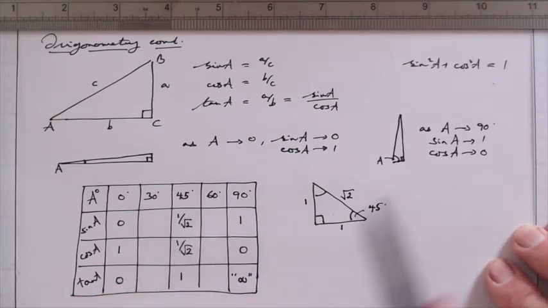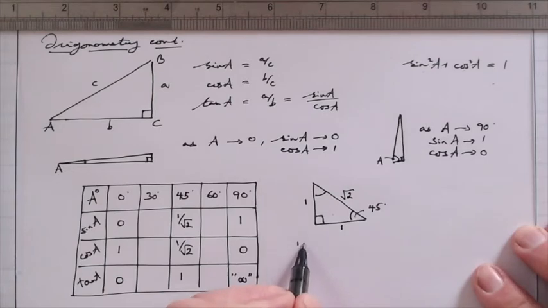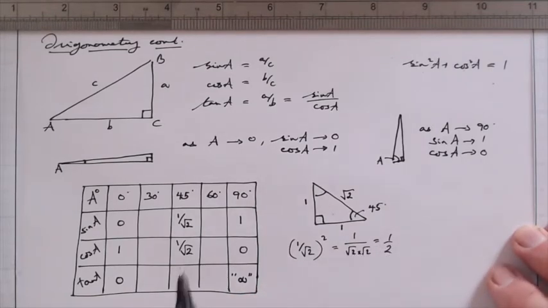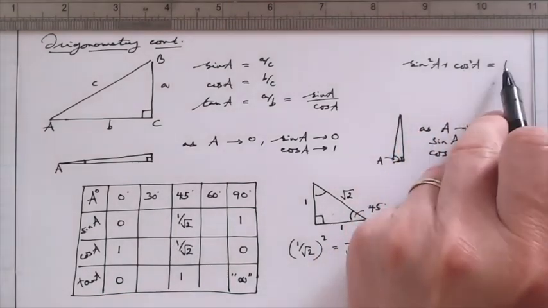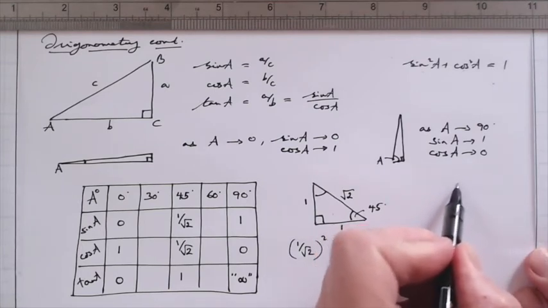These results are also consistent with this formula. If I square 1 over root 2, let's just check this, 1 over root 2 squared is 1 over root 2 times root 2, which is just 1/2. And so you see the square of sine here is 1/2, and so the square of cosine will be 1/2, and those squares add to 1. So that's all consistent. The other triangle that you can try to remember is this one.